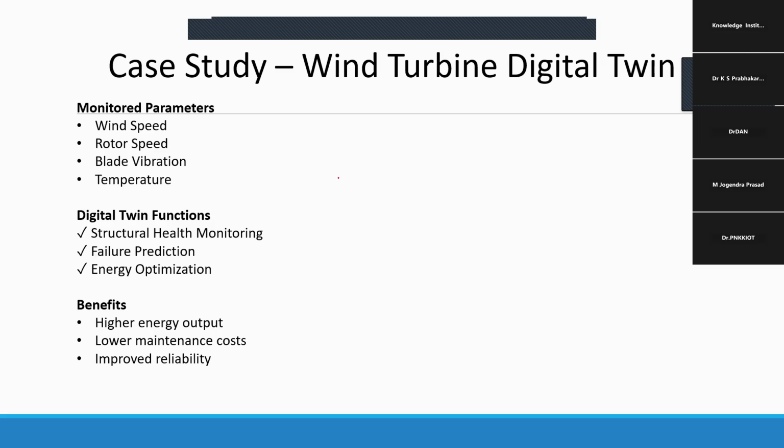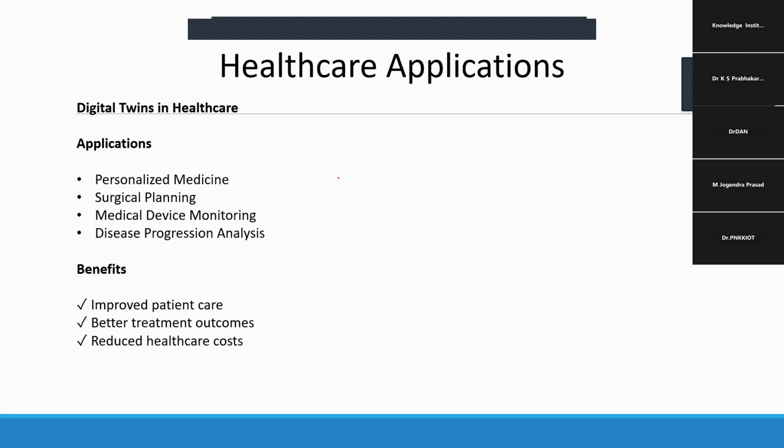For example, if you take a wind turbine, it experiences constantly changing environmental conditions. For example, you want to monitor the wind speed, rotor speed, temperature. The digital twin can analyze the wind speed, blade loading, and vibration. In that way, it can support failure prediction or energy optimization, improve the reliability, and give higher energy output. This can be possible. Okay, these are all certain case studies.